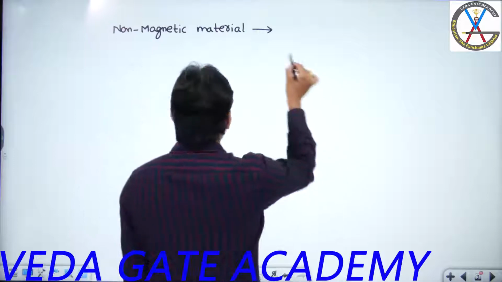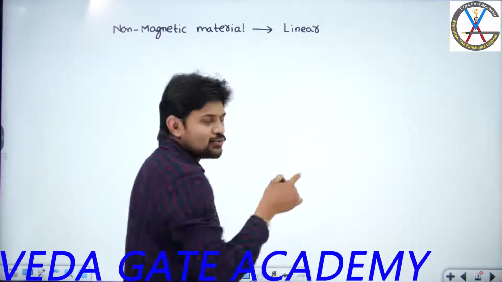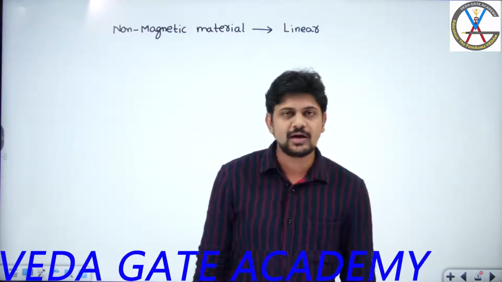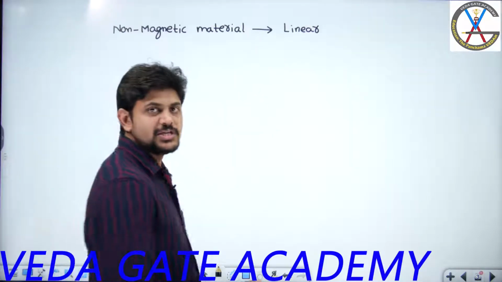Already we have seen that for a non-magnetic material, the machine is a linear machine. So that means you are going to get only the I-phi relation. So you won't get a dipole flux, right? So if you are taking a non-magnetic material, the machine is a linear machine.